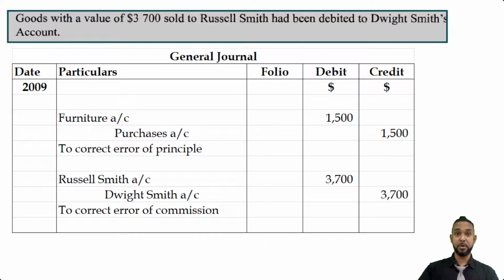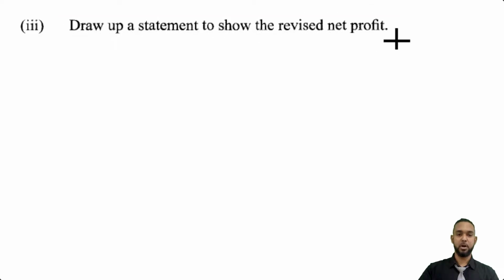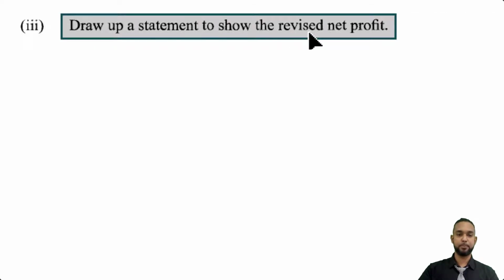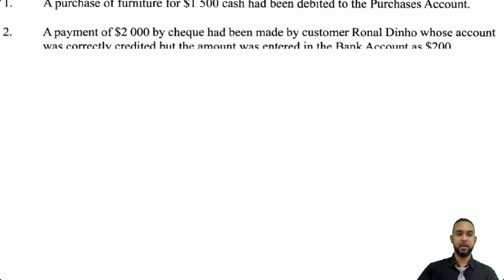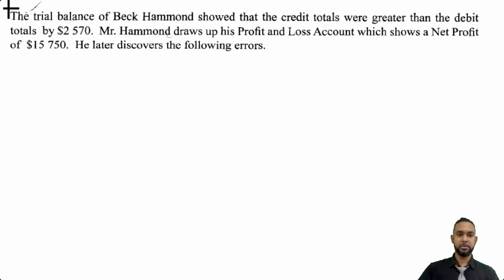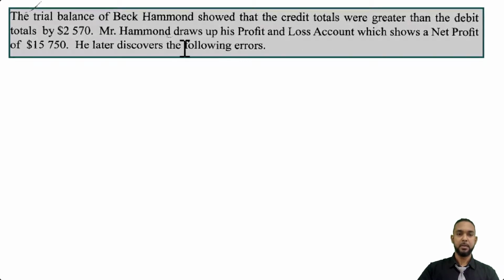Let's take a look at A part 3. So they're telling us to draw up a statement to show the revised net profit. Okay, let's go back up to the errors themselves. Actually, no, sorry, the first paragraph. They're telling us here that the net profit was $15,750, and then he dealt with the errors, right?